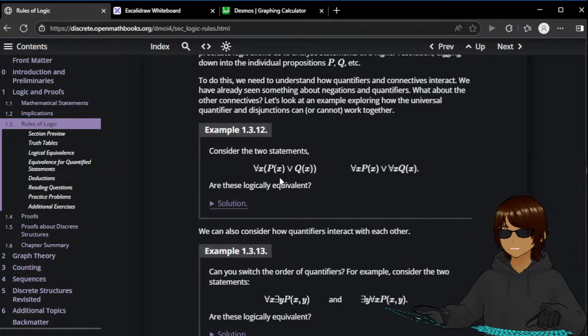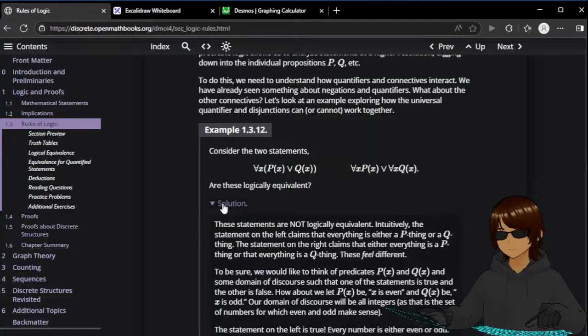Consider the two statements. Are these logically equivalent? I would say no. Intuitively, the statement on the left claims everything is either P thing or Q thing. The statement on the right claims that everything is either a P thing or that everything is either a Q thing. These feel different.